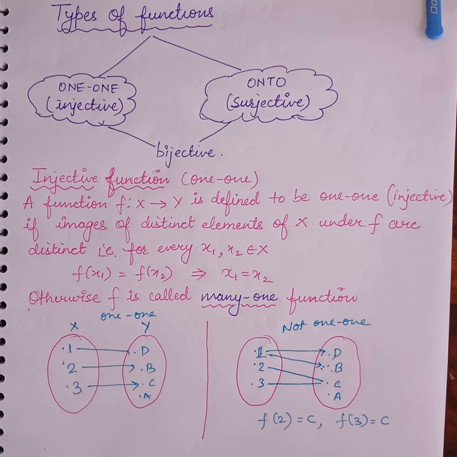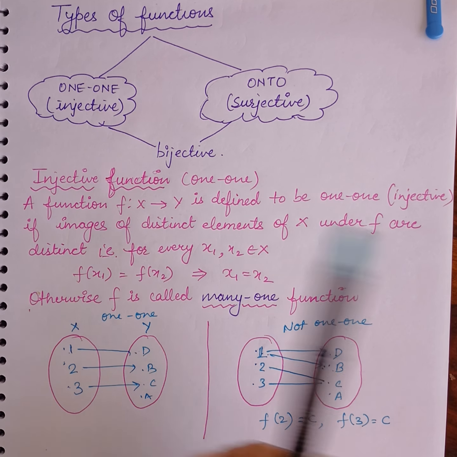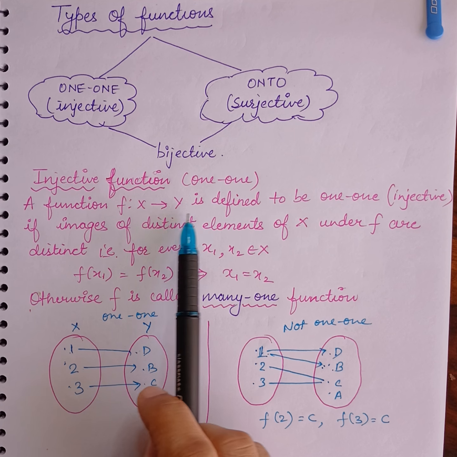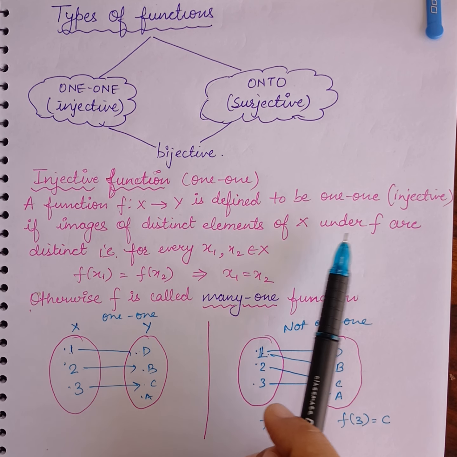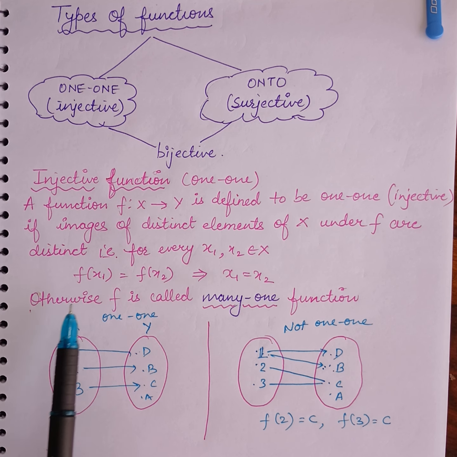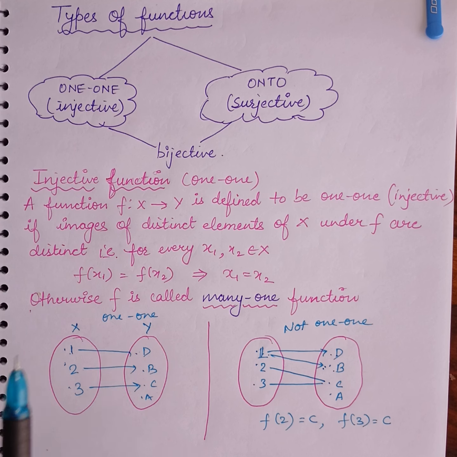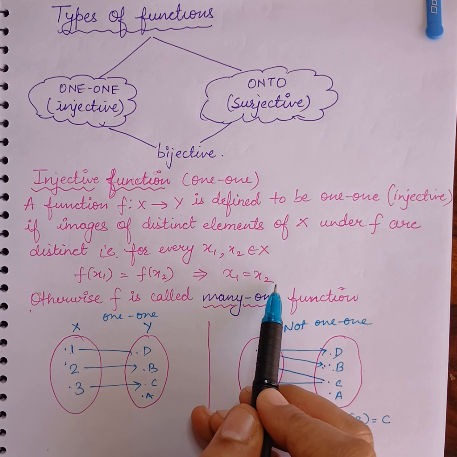Now, let us go through the definition of an injective function first, and then we will understand the surjective function. A function f from X to Y is defined to be 1-1 or injective if images of distinct elements of X under f are distinct, that is, for every x1, x2 belonging to X, f(x1) equal to f(x2) implies x1 is equal to x2. If the image is the same, then the element also should be the same.